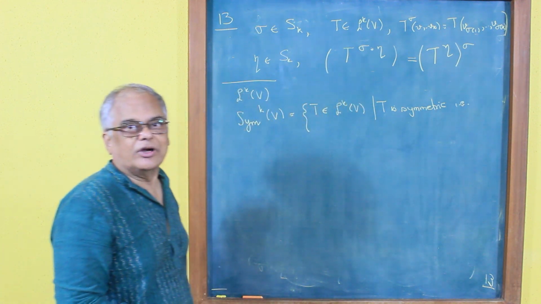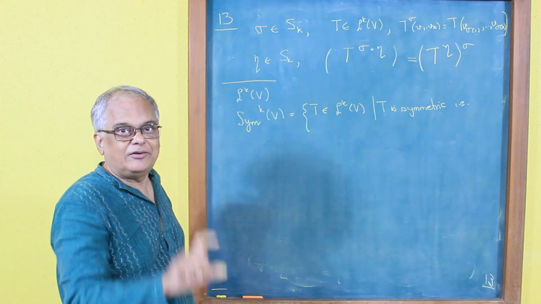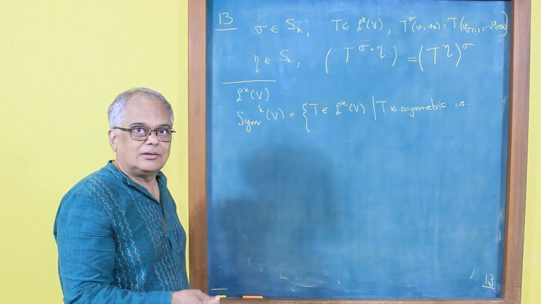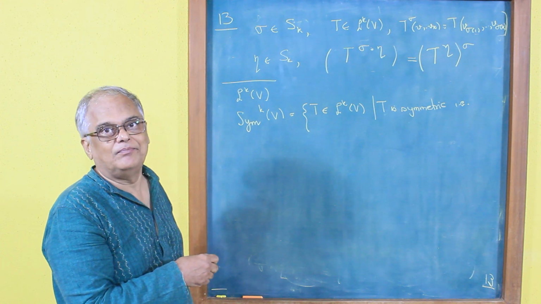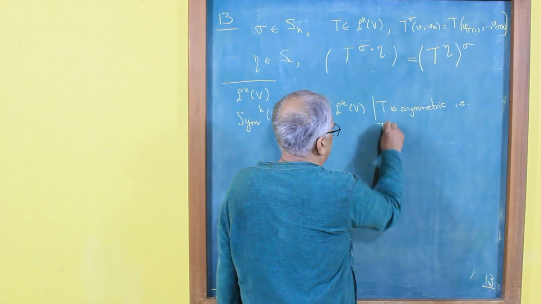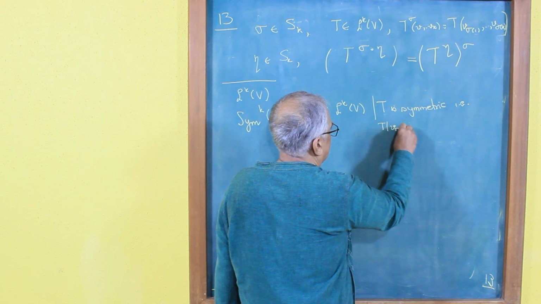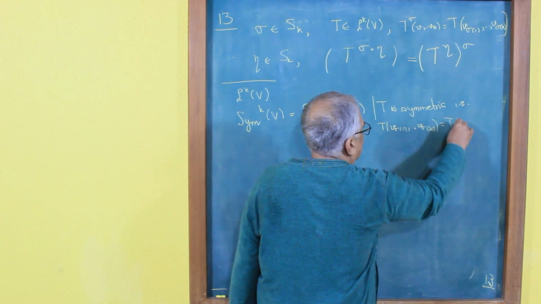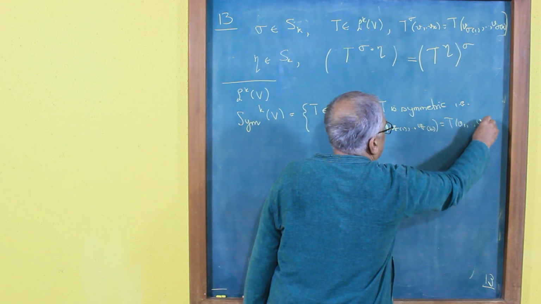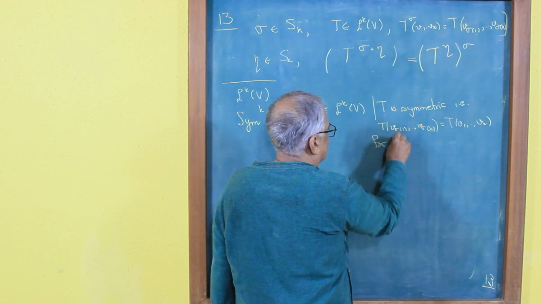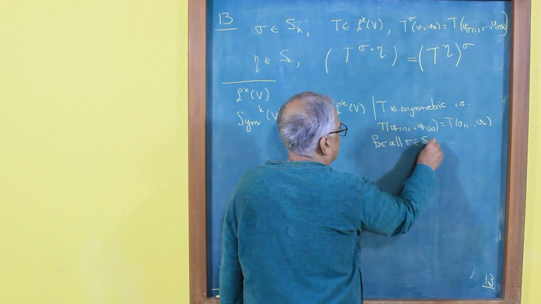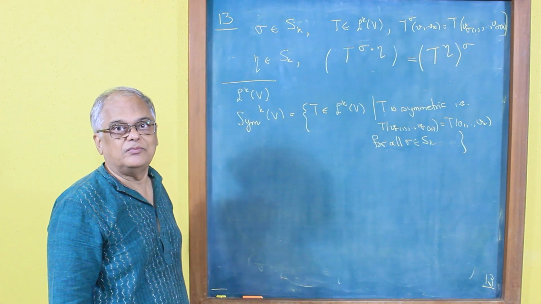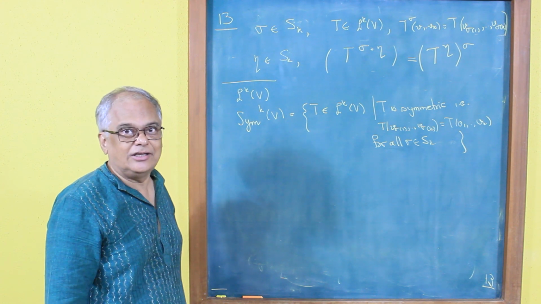What is the meaning of symmetric? What the meaning of symmetric is that if you change the order of the V1 to Vk in any manner, the value of T remains the same. So what it says is that T of V1 to Vk, the order does not matter. The order of where you put the V1 to Vk really does not matter. Such a thing is called symmetric.